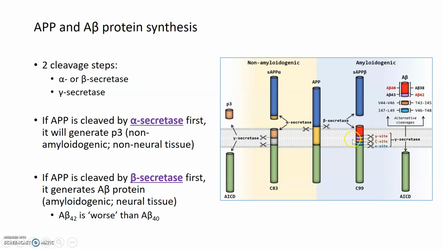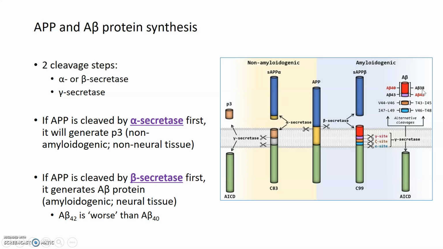But in the process of this second cleavage, gamma secretase generates the same AICD molecule, but it also generates A beta protein. And these A beta proteins are the ones that are amyloidogenic. And this is once again the pathway that neural tissues or nervous system tissue favors. And you can see here that there are different A betas. There's an A beta 38, 40, 42, and that just indicates the size of the protein.